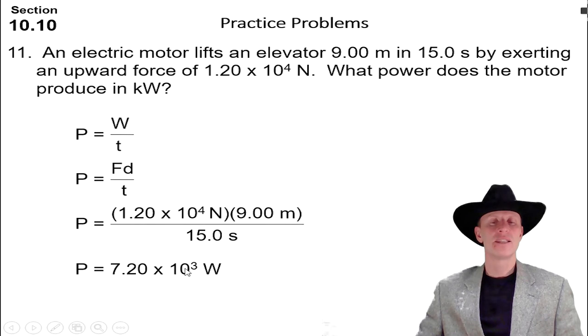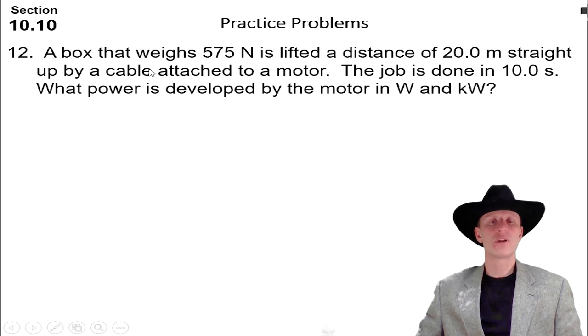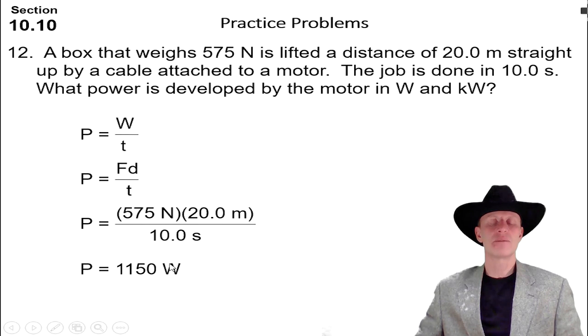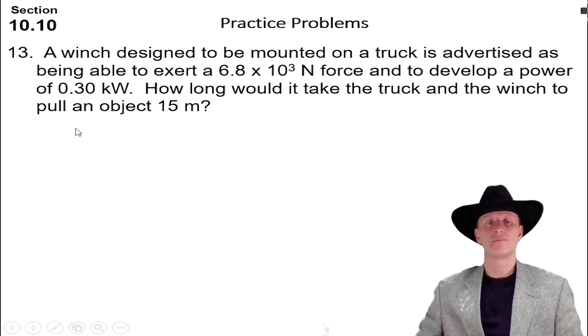And this right here, 10 to the third, is a K. So that would be a kilowatt. 7.20 kilowatts. Let's look at another one. A box that weighs 575 is lifted a distance straight up. So they're in the same direction. So the force times the distance is just this product here. The job is done in 10 seconds. Put a 10 down the bottom. And the question is, what is the power developed in watts and kilowatts? So force times distance divided by time gives us 1150 watts. Divided by 1,000 gives us 1.15 kilowatts.